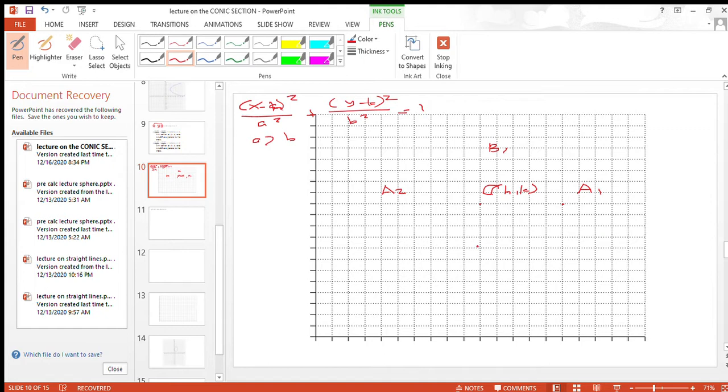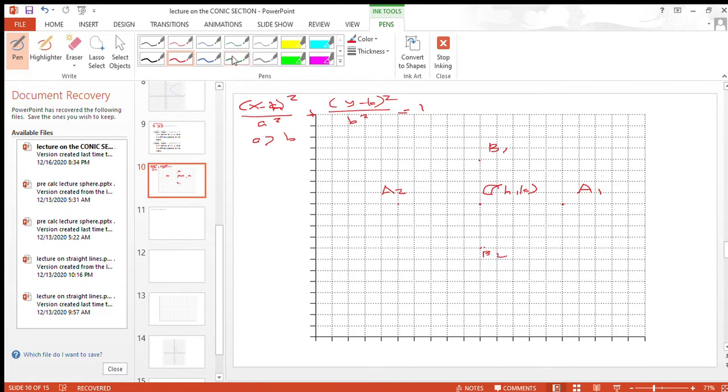Let's say B1 is here. So B2 will now be here. Okay, that's the location of B1. And A2 here. Let me just fix that. Okay, so there you have it.